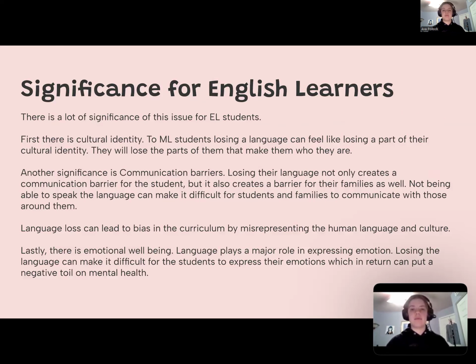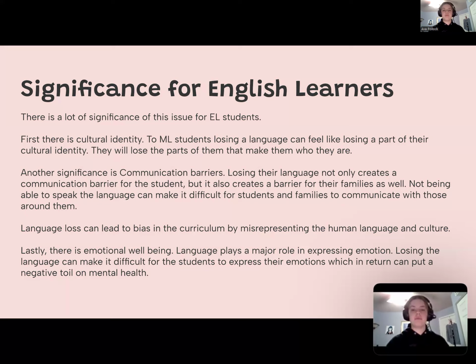Significance for English learners. There is a lot of significance of this issue for EL students. First, there is cultural identity. To EL students, losing a language can feel like losing a part of their cultural identity. They will lose the part of them that makes them who they are.